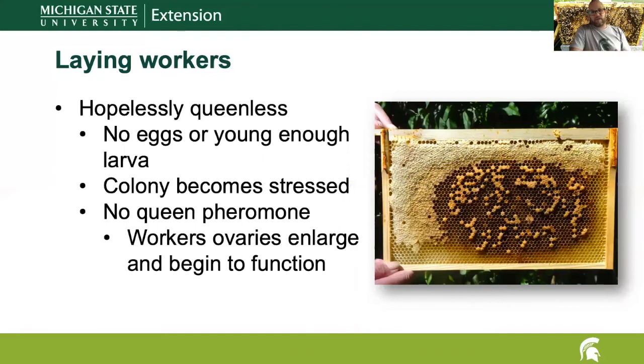What we call a colony that has a laying worker situation. We call this colony a hopelessly queenless colony, meaning there were no eggs or young larvae to produce a queen from, so they have no ability to produce a queen. The colony becomes very stressed, and you will notice that the colonies that have gone queenless, there's a term that we sometimes use called a queenless roar, where after beekeeping enough years, you open up a colony and you see a queenless colony without even pulling out a frame.